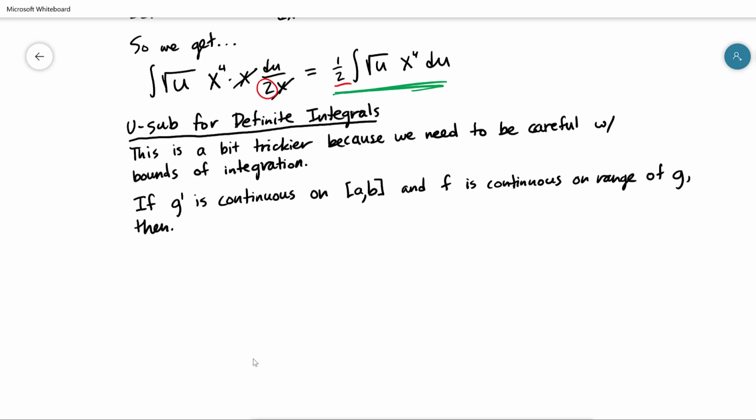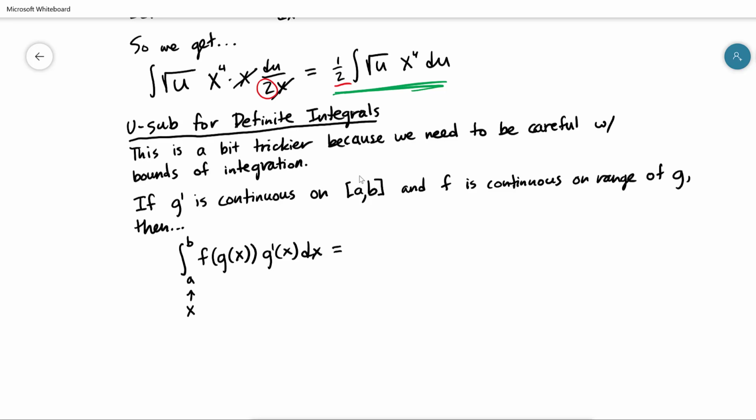Then what does our integral look like? So now what we've got is the integral of f of g of x times g prime of x dx, the same type of integral we've been looking for, one that involves a function and its derivative. But now we've got the bounds of integration a to b. And if you think about it, these values are in terms of x.